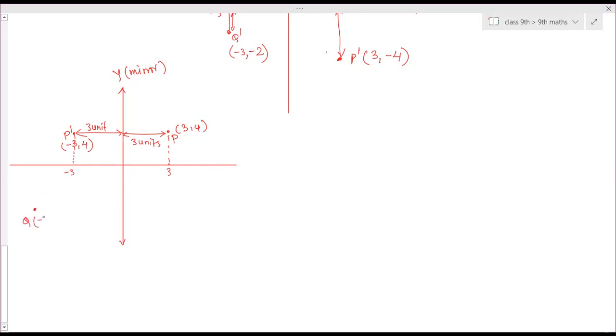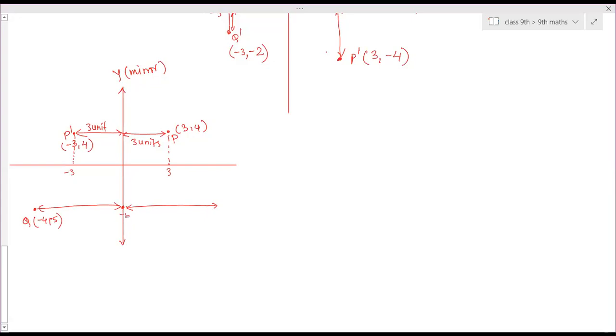Now if the object is present at this position, Q, it is -4, 5. Then where is the image formed? So this is the distance between the mirror and the object. The image will be formed on the same straight line. Sorry, this is -5, not 5.